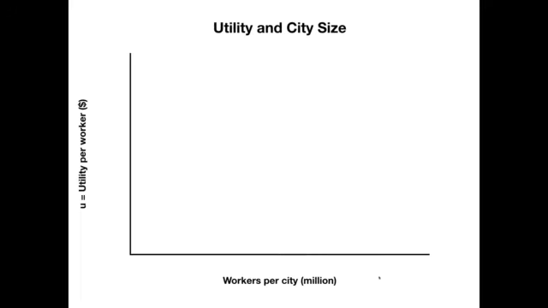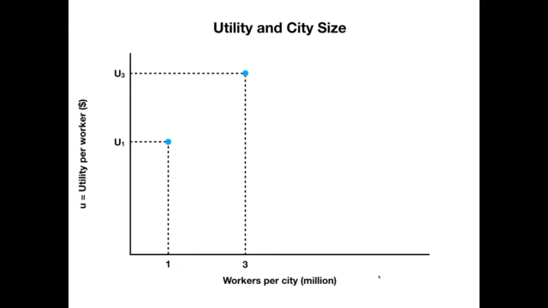And so what we're going to do is graph out information relating to the number of workers in the city and the utility per worker generated at that worker population size in that city. So let's start with 1 million. There's going to be a utility per worker generated of U1. And let's say the city increases in size from 1 million to 3 million. You can see here that there is an increase in the utility per worker.